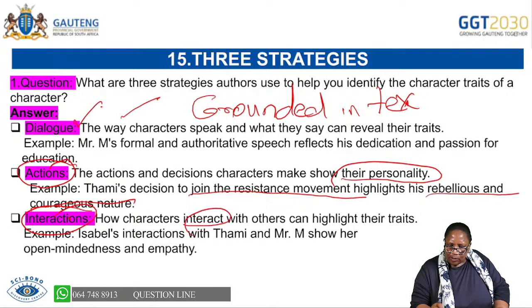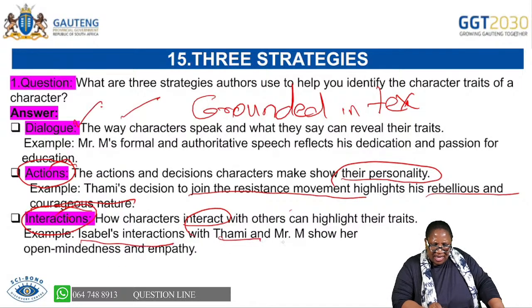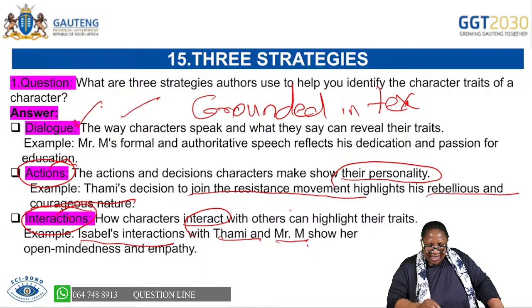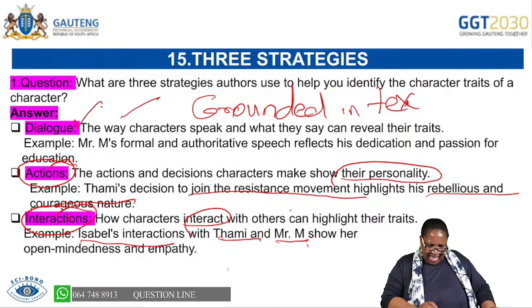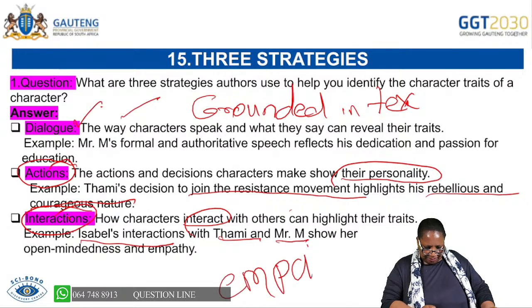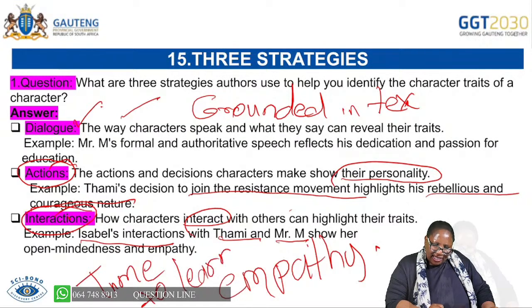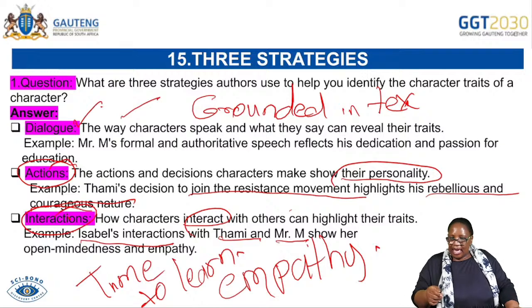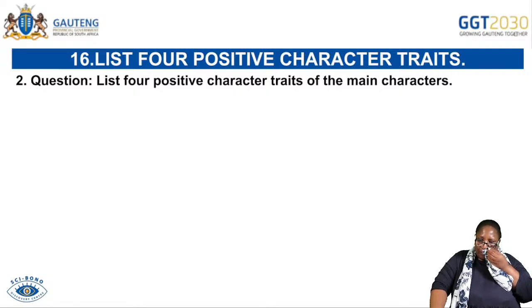Interactions, how they interact with one another. How the characters interact with others can highlight their traits, what they are. Isabel's interaction with Tammy and Mr. M shows that she is open-minded and she also has empathy. She takes time to learn about the different role or area that is presented to her, that is that place of Wapadsberg.